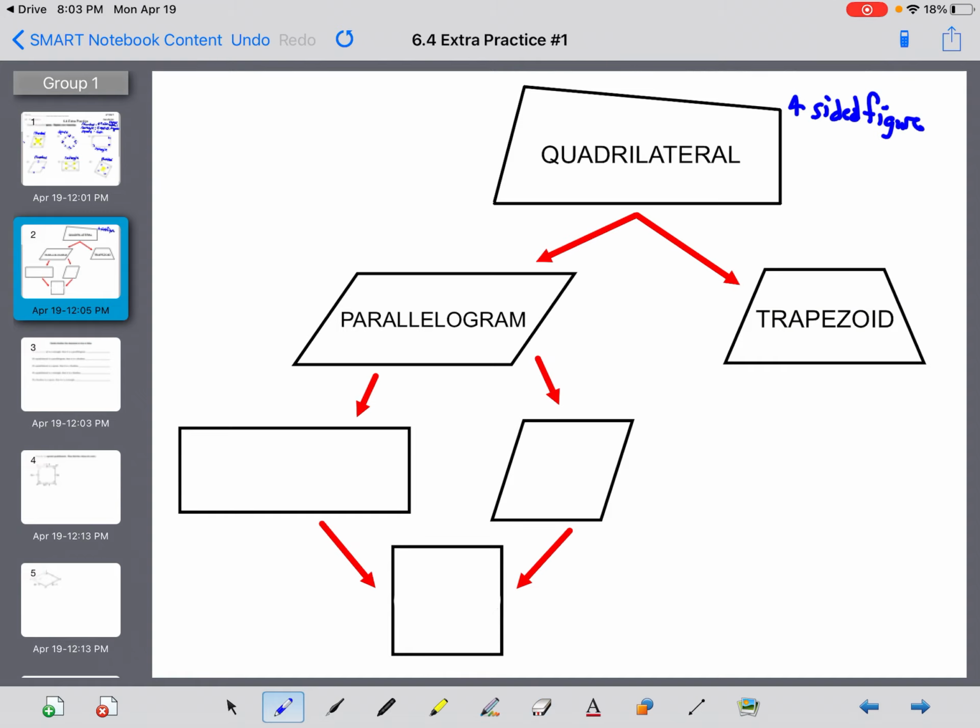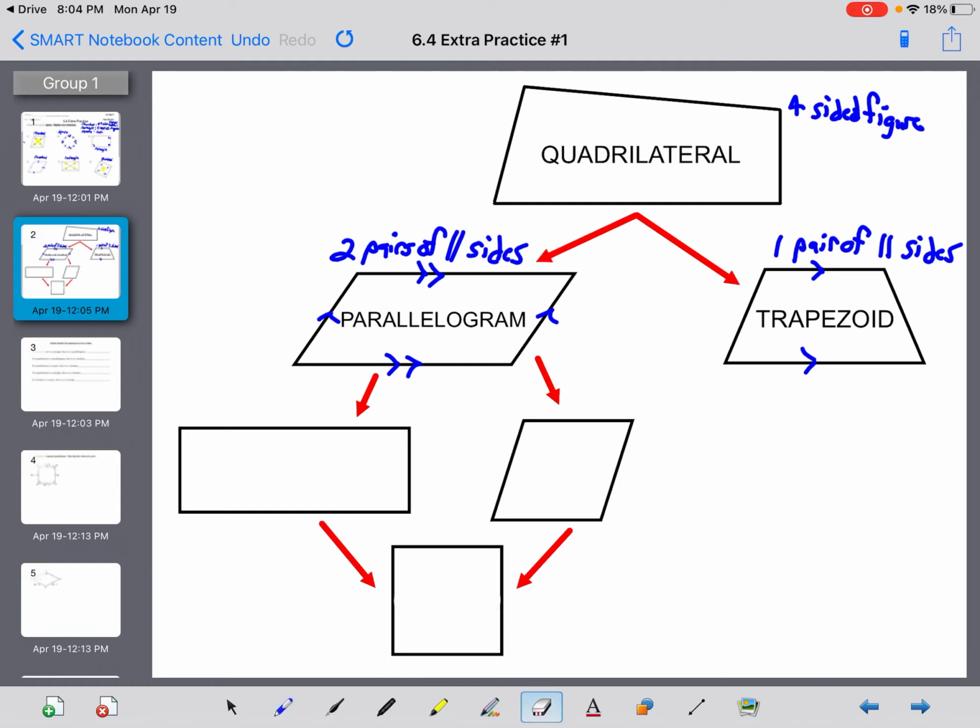Now, a parallelogram has 2 pairs of parallel sides. Your trapezoid only has 1 pair of parallel sides. Oops, let me use the symbol because that's never going to fit. 1 pair of parallel sides. If you notice here, your parallels are on the top and the bottom, but on a parallelogram you have them on the sides and on the top and the bottom. So there's your 2 pairs in comparison to your 1 pair.